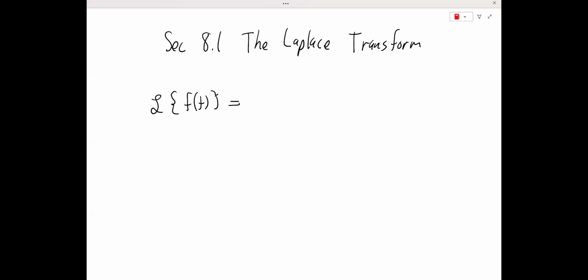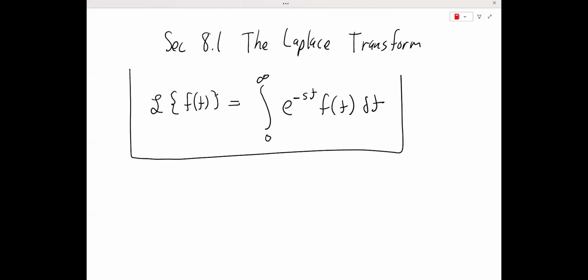The Laplace transform of a function is actually defined by an integral, like this. So this is the definition here. I'll put this in a box right here. And by the way, this is an s. It's like s, so the answer could have an s in it.